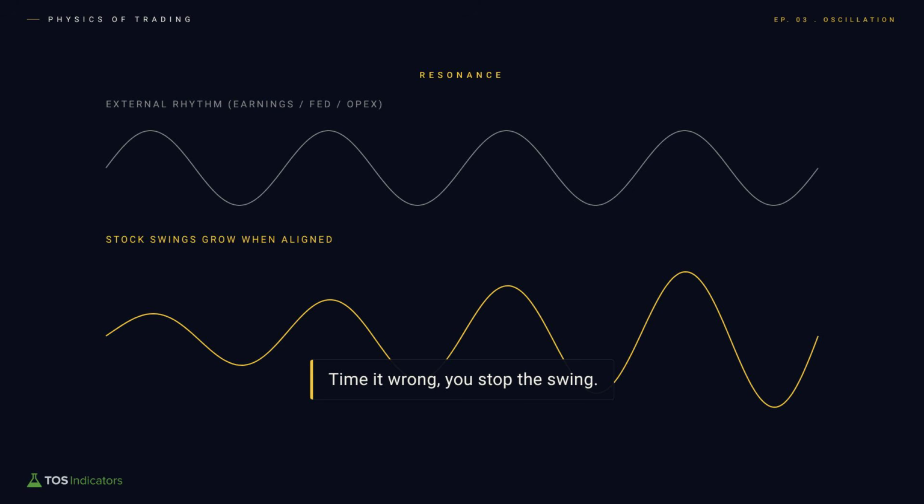The reason a stock might oscillate quietly for, say, 3 months and then suddenly start swinging twice as wide isn't that something fundamentally changed. It's this resonance term that we're talking about. An external rhythm has started lining up with the stock's internal one.